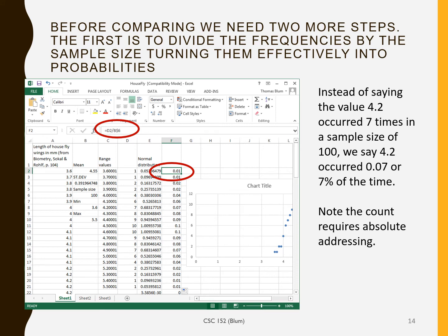And so toward that end, we are dividing the frequencies in column D by the count, which was in B6, and the count is the same for, of course, the whole set, so we're dividing by $B$6. So we're entering that in column F and copying down the formula. And so now in F we will have percentages instead of frequencies.